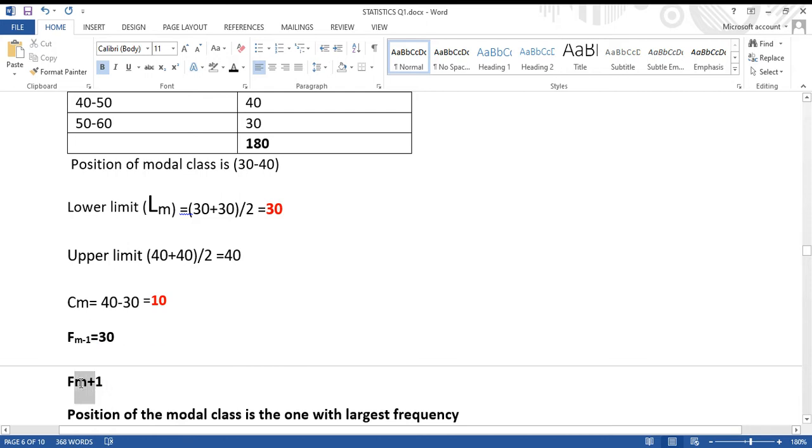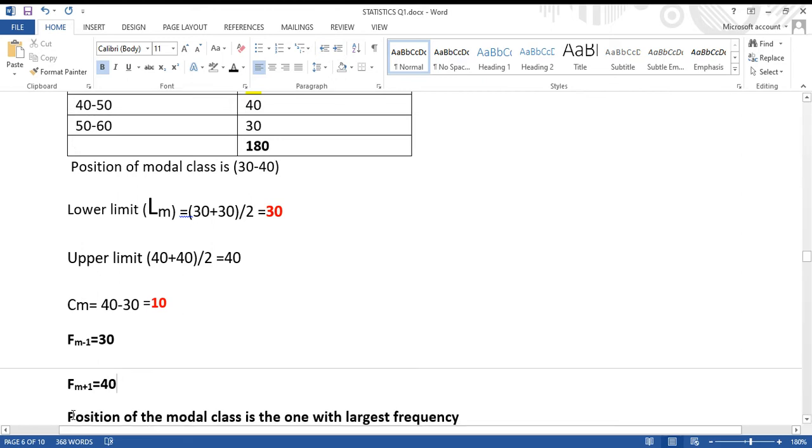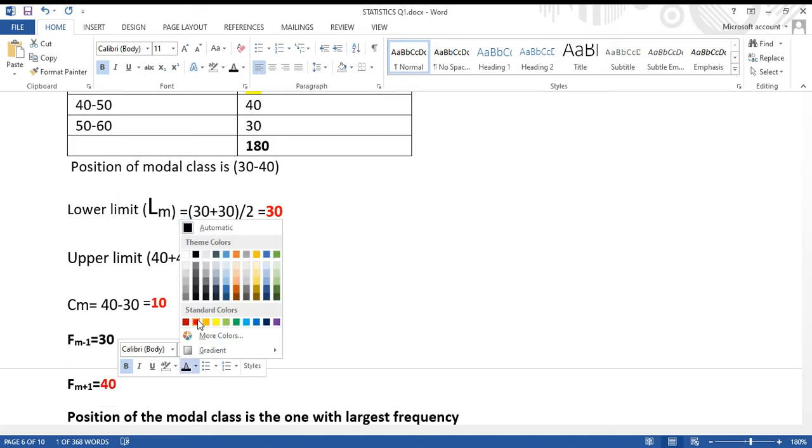Sorry, I'm just trying to make this smaller here. Let me just put this plus 1 here. All right, so the frequency after the model class, which is fm plus 1, and that is 40. All right, that is 40. So we have all the data that we need. Any questions before I move further? Before we put in our formula?